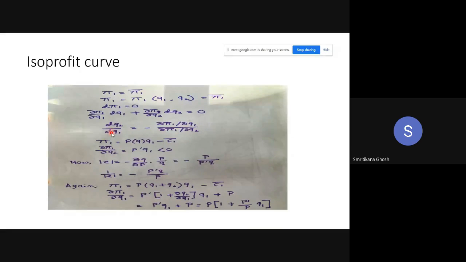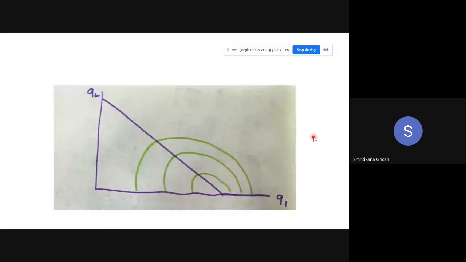So what will be the shape of the isoprofit curve? Look here. This is the demand curve. Above this portion, that means here, the isoprofit curve is positively sloped. Just at this point, it is 0. And then after it is negatively sloped. We are measuring Q1 here and Q2 here. That is why the slope is dq2 to dq1.